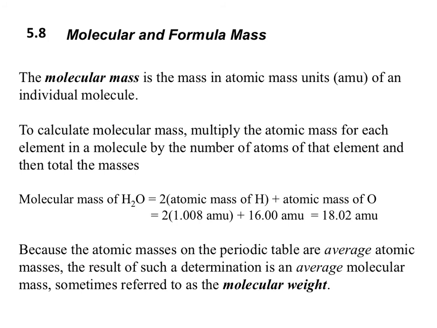Molecular and formula mass. The molecular mass is the mass in atomic mass units of an individual molecule. To calculate molecular mass, multiply the atomic mass for each element in a molecule by the number of atoms of that element and then total the masses. So the molecular mass of H2O is 2 hydrogens plus 1 oxygen. So 2 times 1.008 atomic mass units plus 16 atomic mass units gives you a total mass of 18.02 atomic mass units.